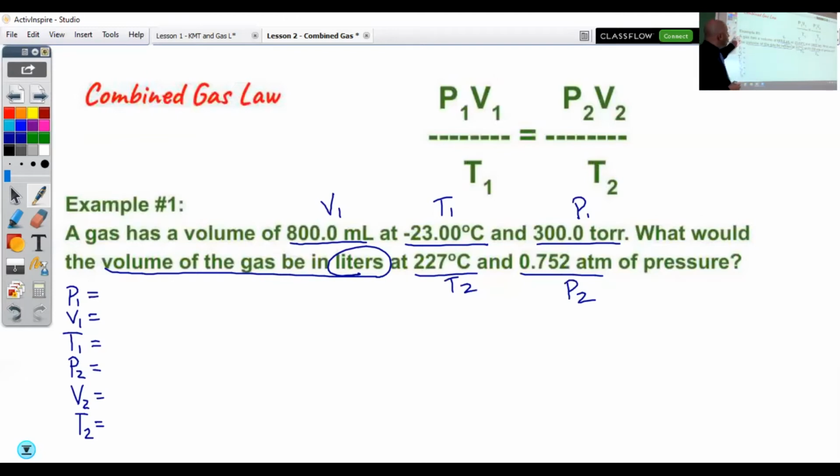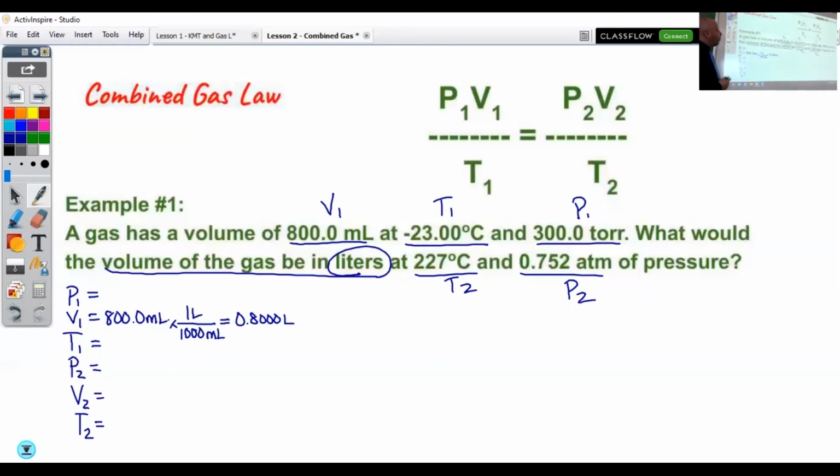So in this problem, we are told that our initial volume is 800 milliliters. However, the problem is asking us to find an answer in liters. So one of the easiest things that you can do to kind of save yourself some time later on is convert from milliliters to liters right now. So we have 1,000 milliliters in 1 liter. So that means our initial volume in liters would be 0.800 liters. So I just took 800 milliliters and divided it by 1,000.